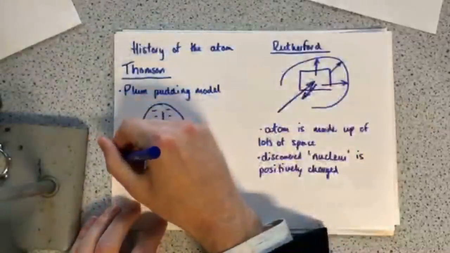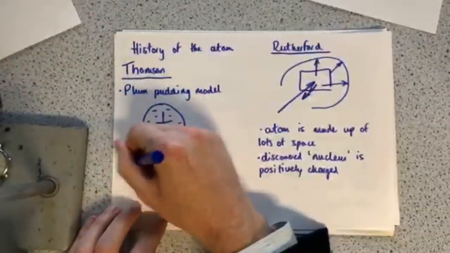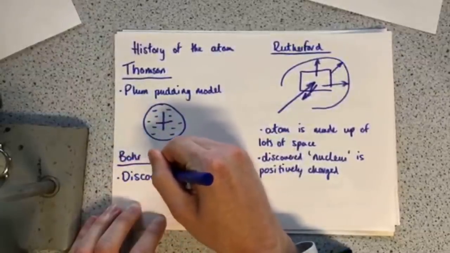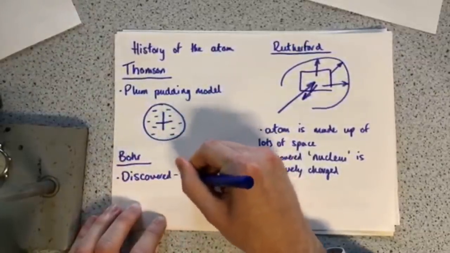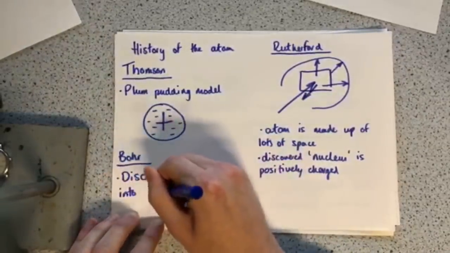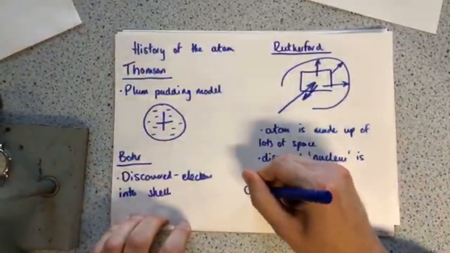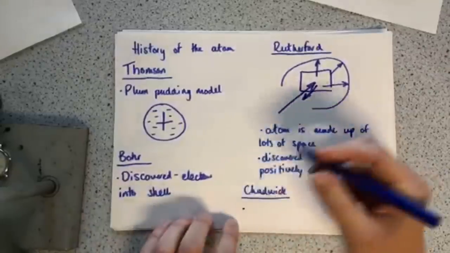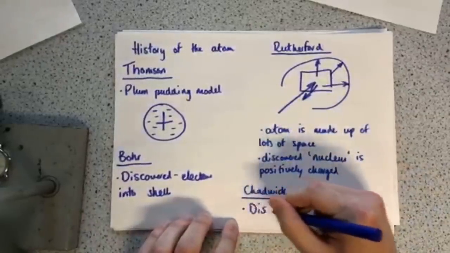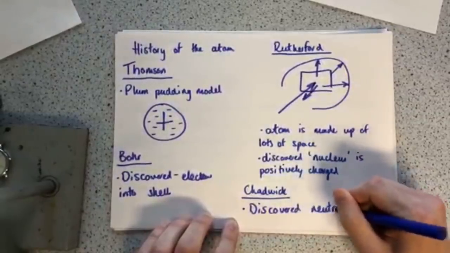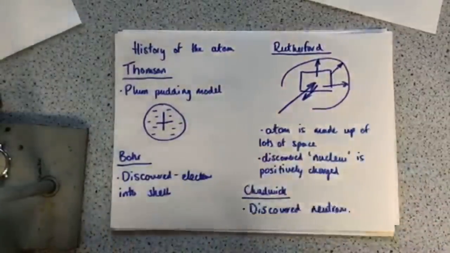Two more scientists that you need to be aware of. Niels Bohr, who discovered or categorized electrons into shells. And Chadwick, who was credited for discovery of neutrons. Okay, so that is the history of the atom.